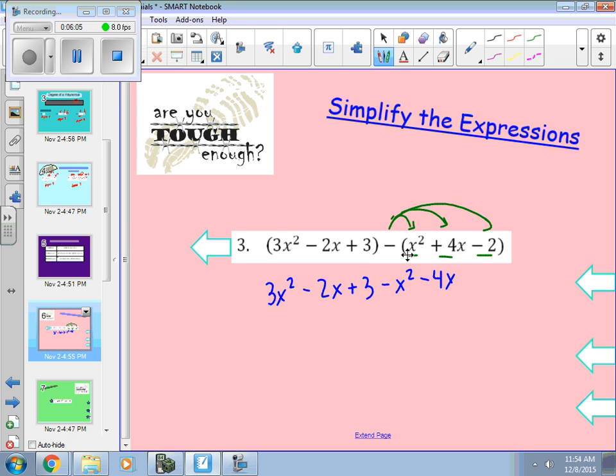And then we got minus negative 2. For subtracting a negative 2, that's basically like adding. So it's going to end up being plus 2. Okay, another way you can do this rather than distributing would be to add the opposite.